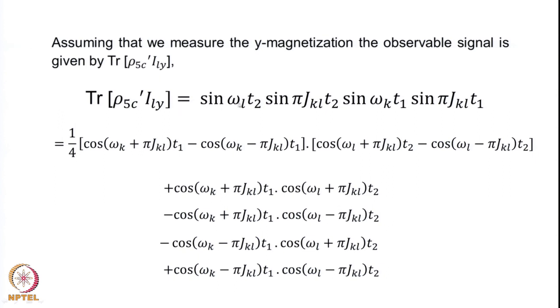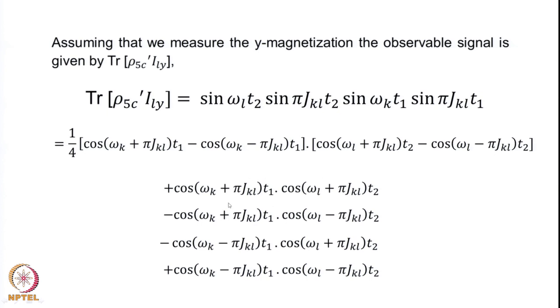So, this gives me sin ωlt2 sin πJklt2 sin ωkt1 sin πJklt1. Now you break this up into its components. This one, sin ωkt1 sin πJklt1, will give me cosine (ωk plus πJkl)t1 minus cosine (ωk minus πJkl)t1, and this one will give me cosine (ωl plus πJkl)t2 minus cosine (ωl minus πJkl)t2. So, if you see there are 4 terms here, this into this, this into this, this into this, and this into this. Because of these minus signs, we do get combinations of positive and negative peaks.